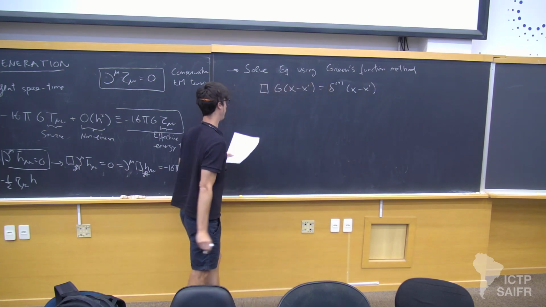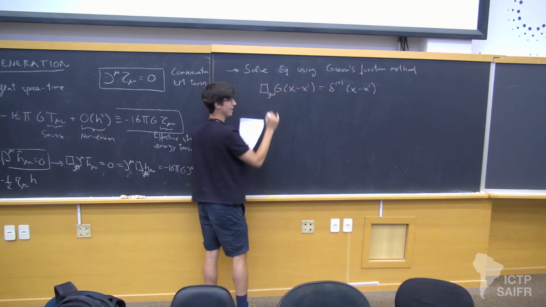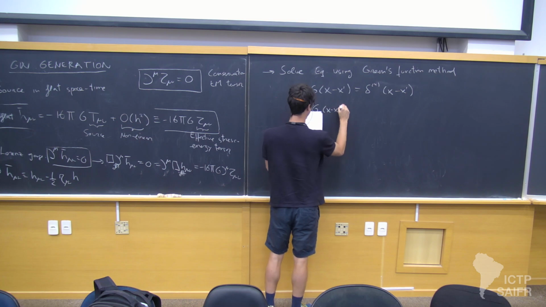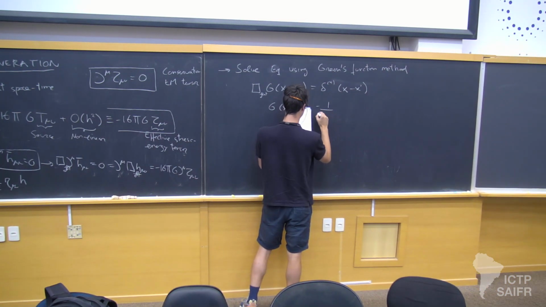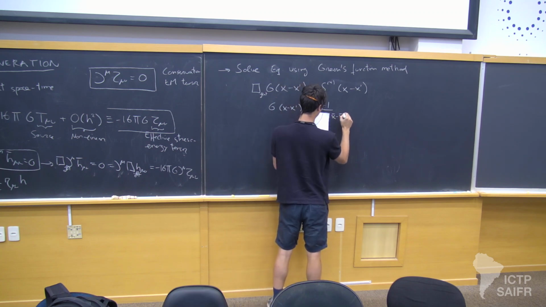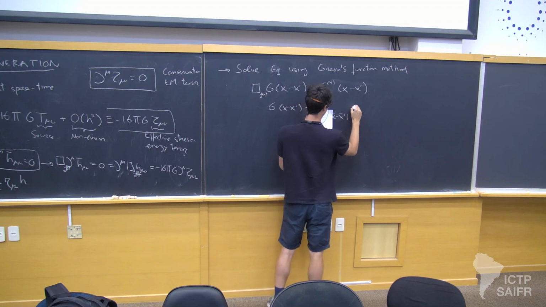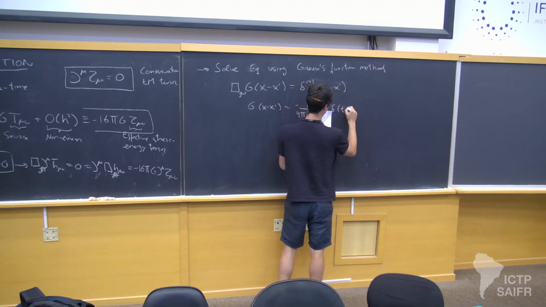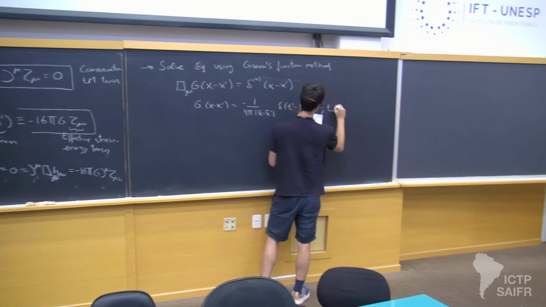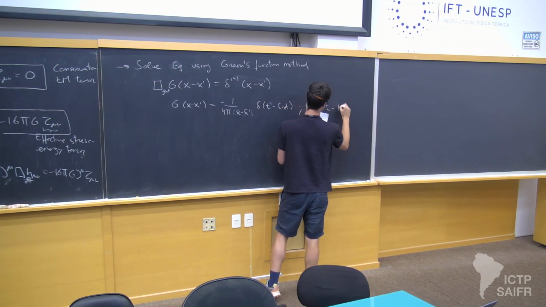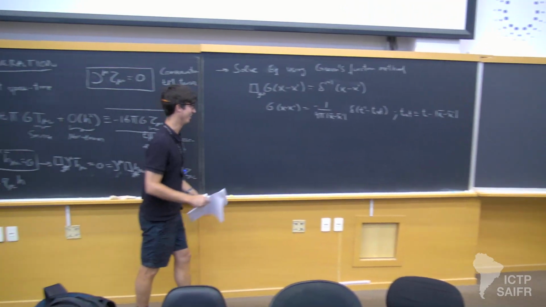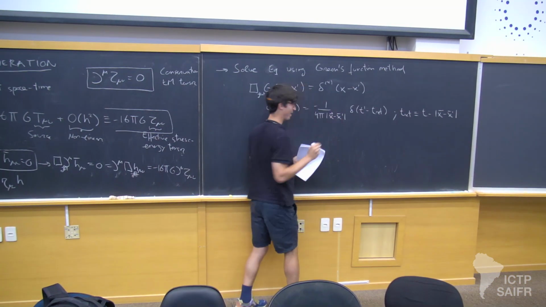And then for the flat spacetime D'Alembertian operator, the solution of this Green's function is given by minus 1 over 4 pi, the modulus of x minus x prime, delta of t prime minus t retarded, where the retarded time is defined as t minus the modulus of x minus x prime. Here, these are not bars, this is the symbol of vectors.